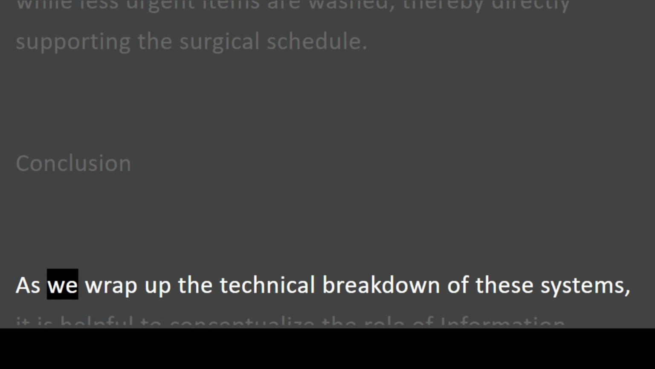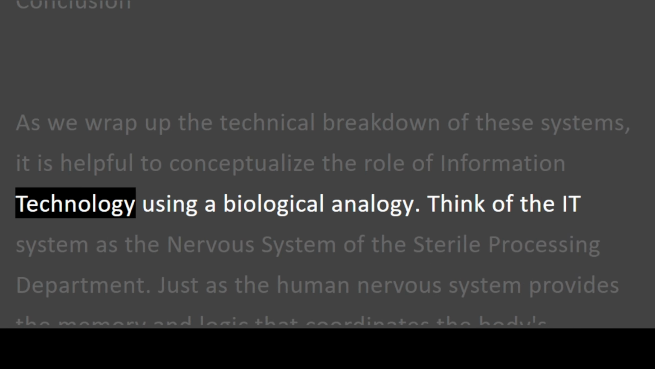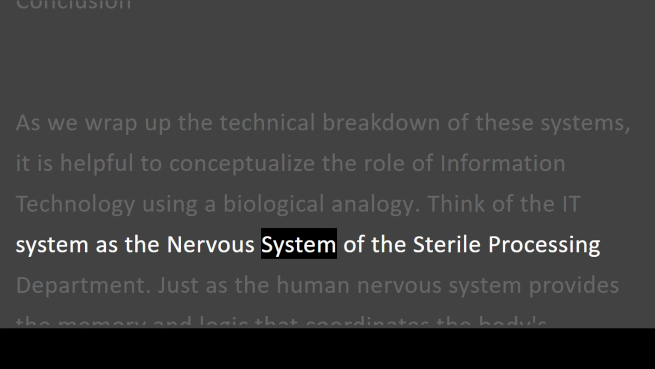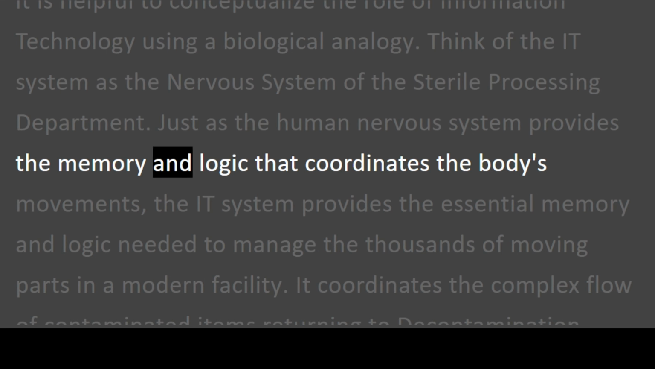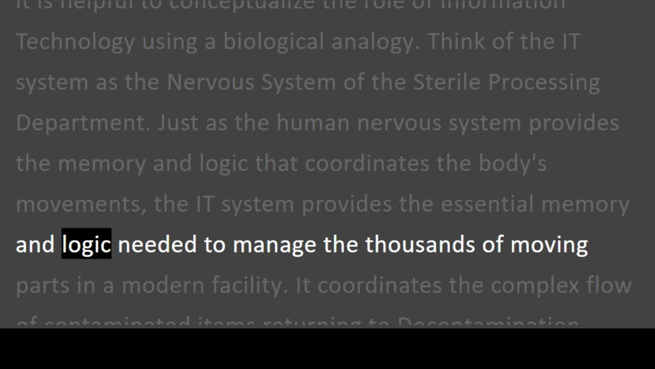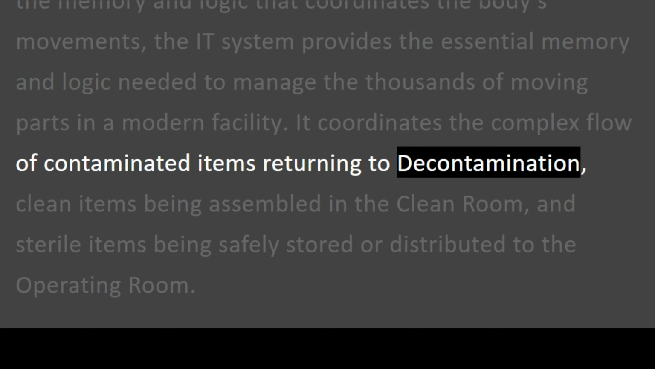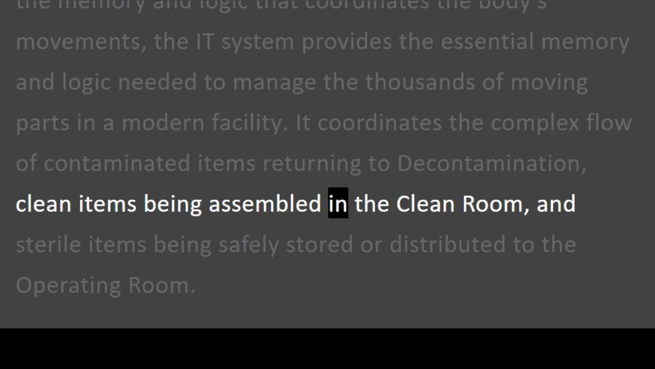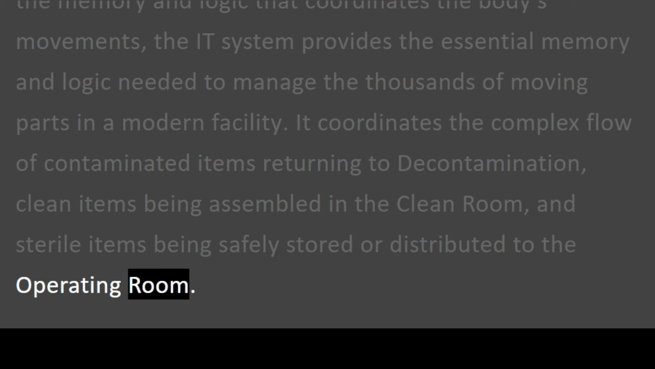Conclusion. As we wrap up the technical breakdown of these systems, it is helpful to conceptualize the role of information technology using a biological analogy. Think of the IT system as the nervous system of the sterile processing department. Just as the human nervous system provides the memory and logic that coordinates the body's movements, the IT system provides the essential memory and logic needed to manage the thousands of moving parts in a modern facility. It coordinates the complex flow of contaminated items returning to decontamination, clean items being assembled in the clean room, and sterile items being safely stored or distributed to the operating room.